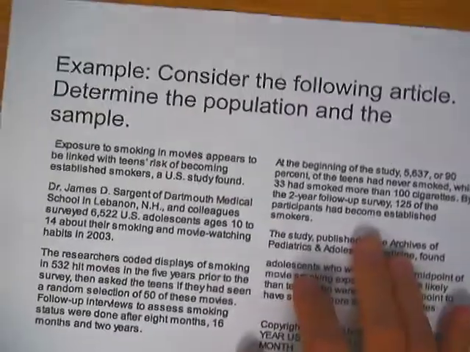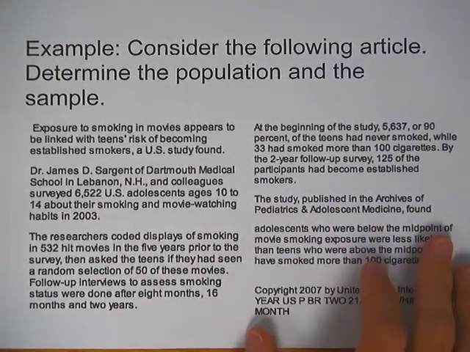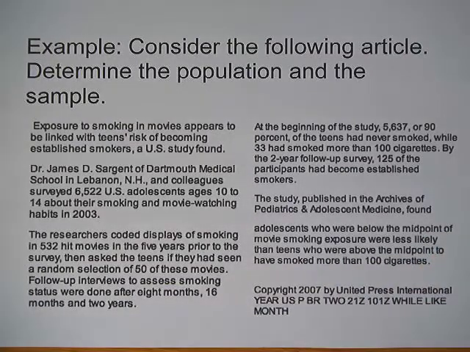Let's take a look at an example just by looking at this article, and see if we can determine what population we're interested in studying and what the sample is. So if we go through the article, it says exposure to smoking in movies appears to be linked with teens' risks of becoming established smokers, a U.S. study found. Dr. James D. Sargent of the Dartmouth Medical School in Lebanon, New Hampshire, and colleagues surveyed 6,522 U.S. adolescents aged 10 to 14 about their smoking and movie watching habits in 2003.